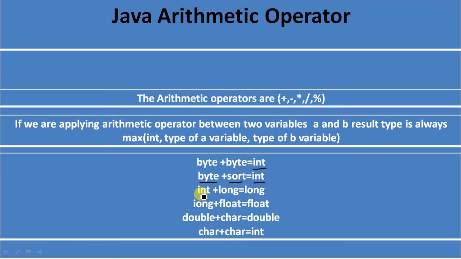If you are trying to add int type and long type, then the result will be long type, and if you add long and float, then the result will be float type. Double plus character, the result will be double, and if you add two characters, then the result will be int type. Okay, let me show you.